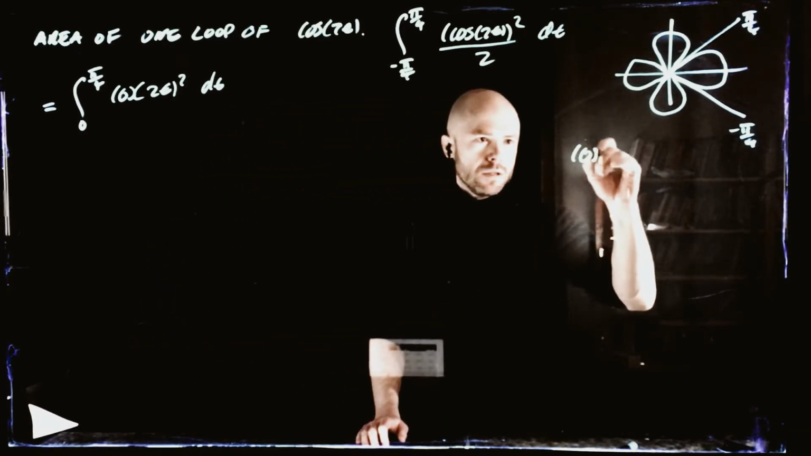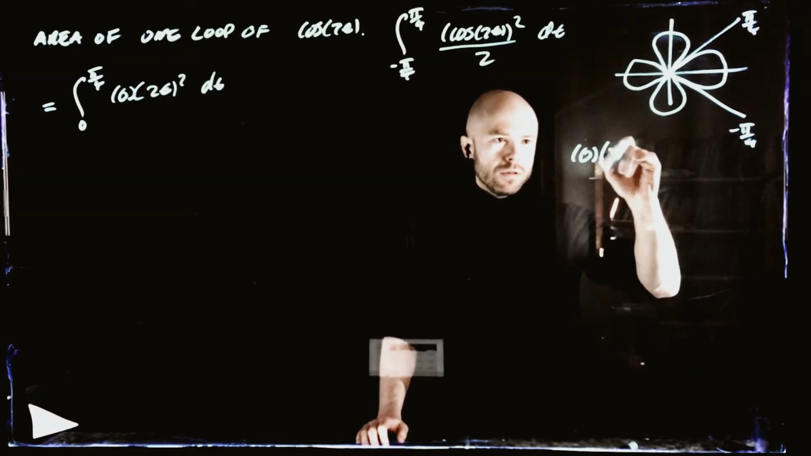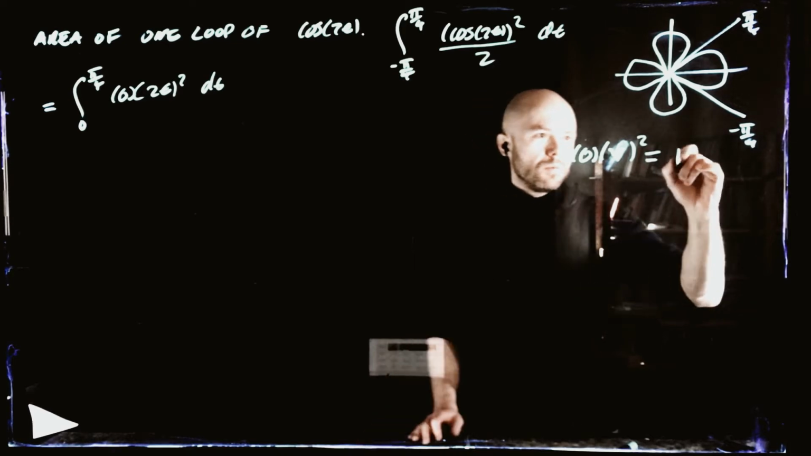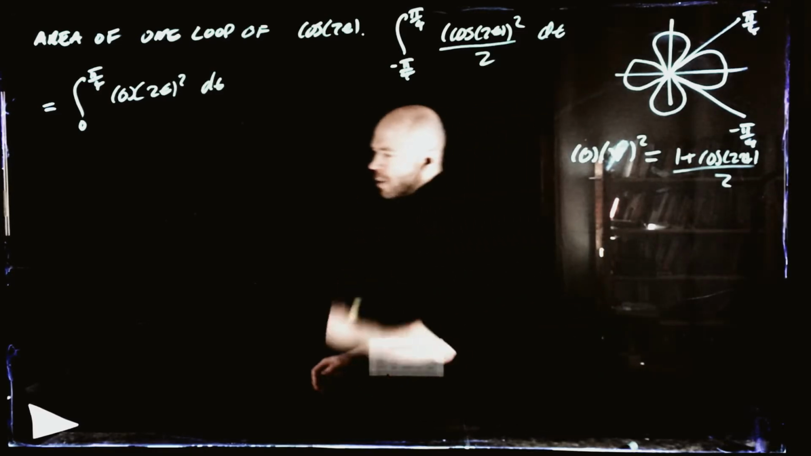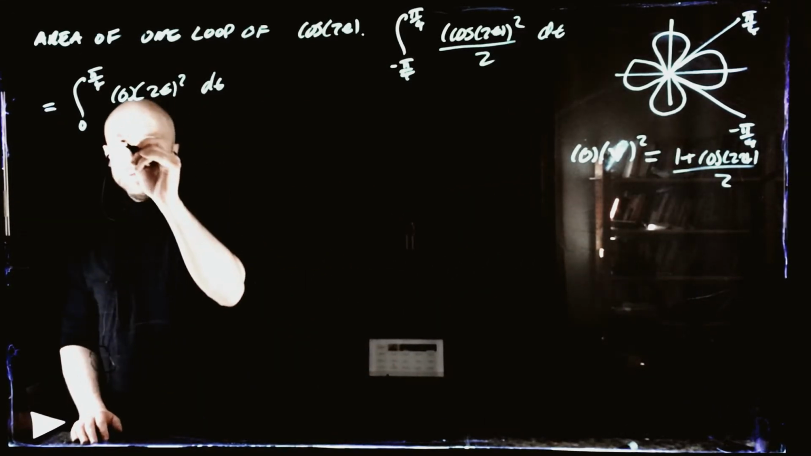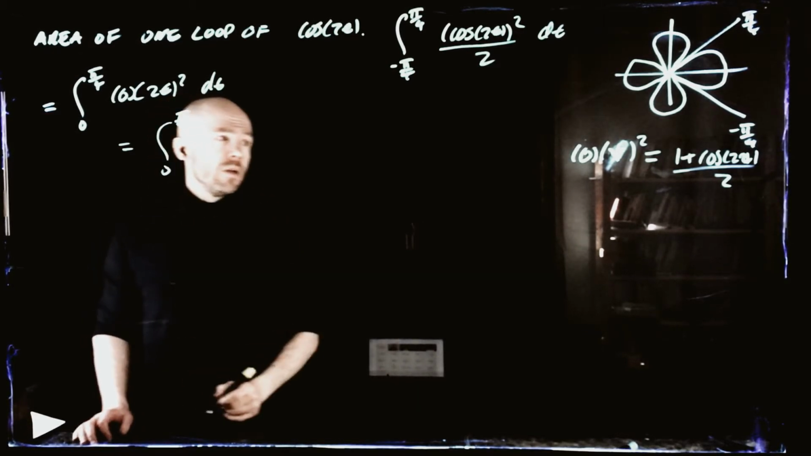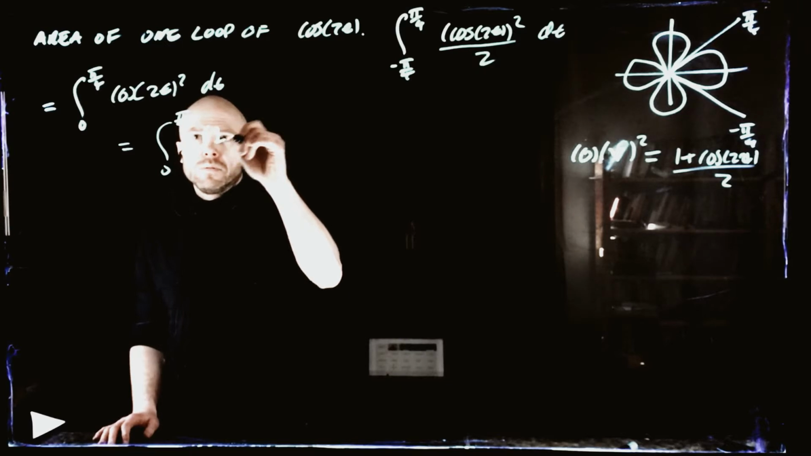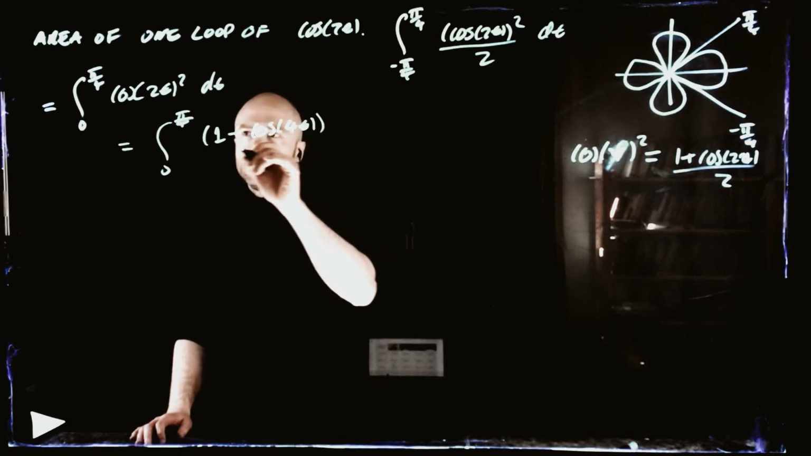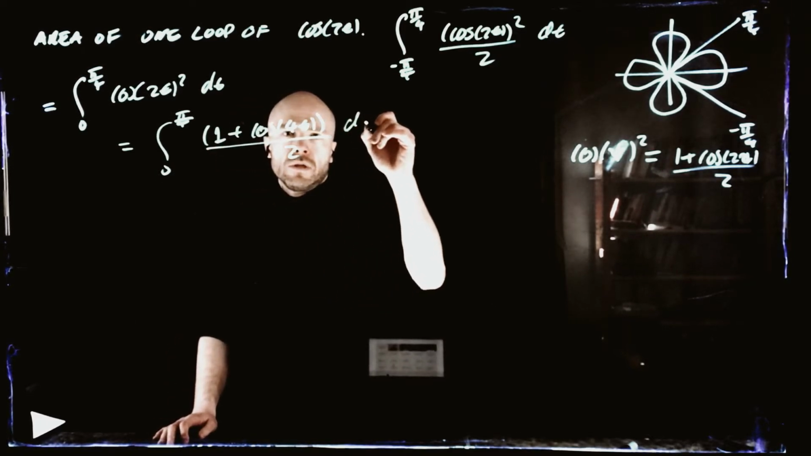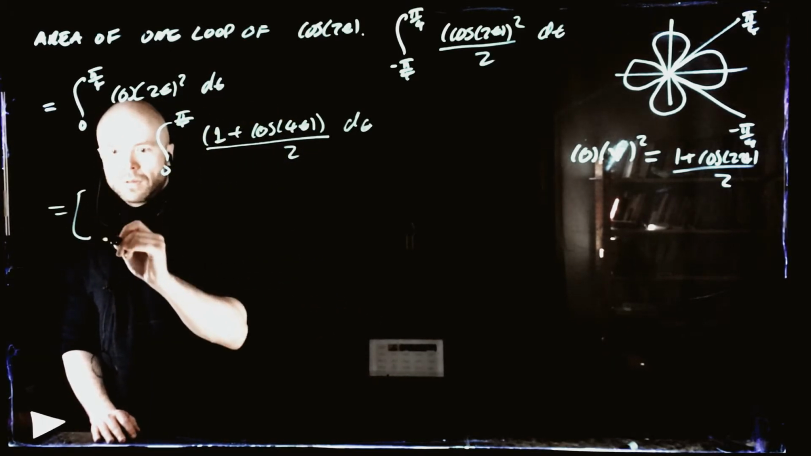So we have this identity, cosine squared of phi equals 1 plus cosine of 2 phi over 2, this double angle identity. So we're going to put that in. It's just going to be the integral from 0 to pi over 4, and then we're going to have this 1 plus cosine. Now this is going to be 4 theta, and then over 2 d theta, and then we just do the integration.